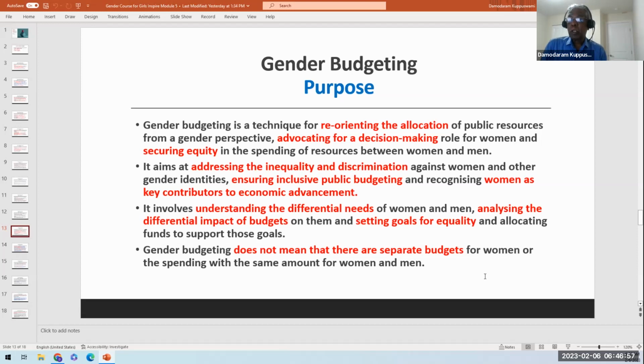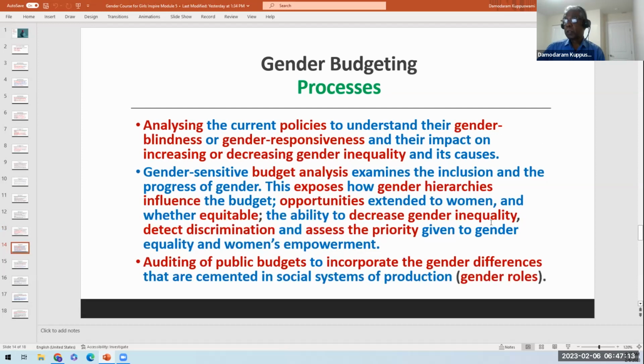Certainly, when we say gender, we are not looking at a separate budget for men and women, but at a single budget which looks at gender equality. So what are the processes in gender budgeting?